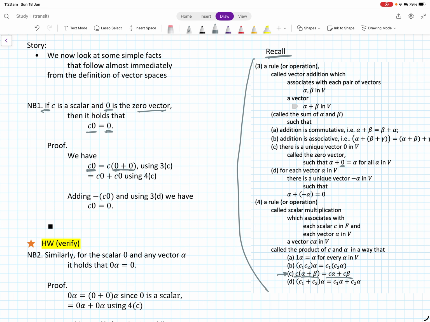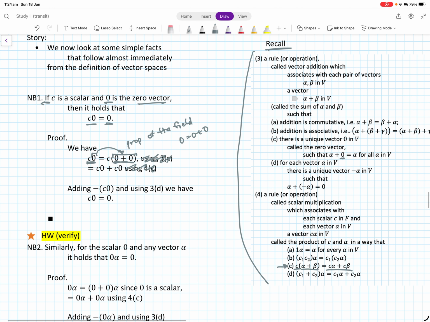Right, so yeah, I think we did not have to use 3C yet. Okay, so this first step is basically just a property of the field itself. So we don't need to use 3C. This is a property of the field, right? That 0 equals 0 plus 0. So that's fine, we can do this.